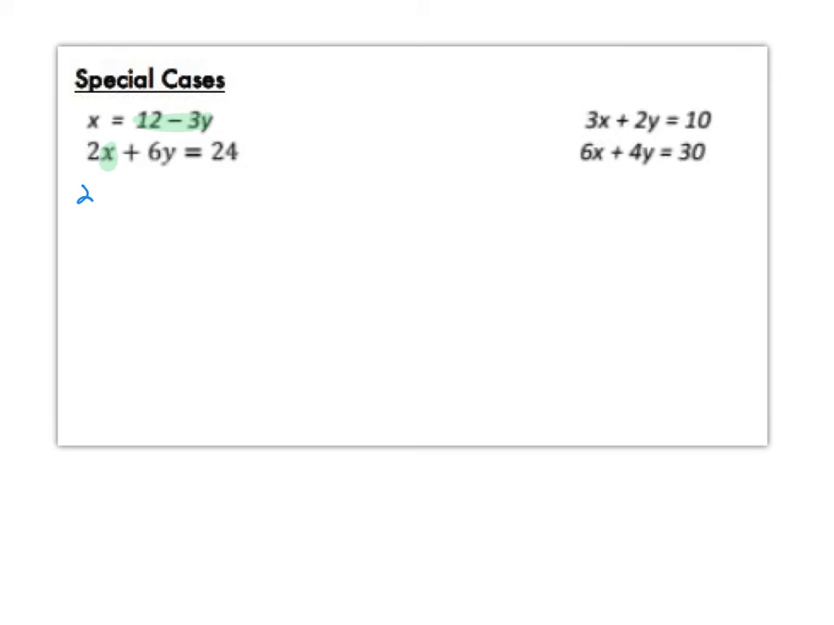Okay, so 2 times 12 minus 3y plus 6y is equal to 24. All right, so 24 minus 6y plus 6y equals 24. And we notice right away that the variables are going to drop out, leaving us something that is true. This means we have many solutions.